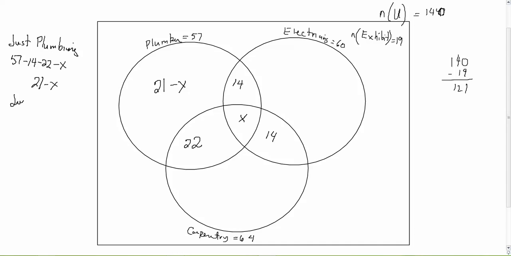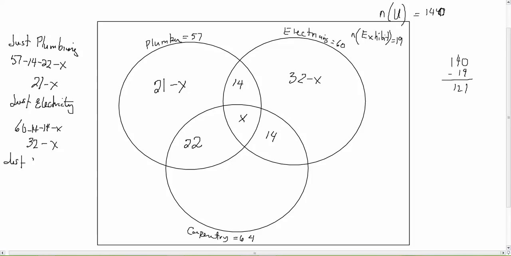If we do the same thing for just electricity, we have 60 minus 14 minus 14 minus x. And I'll just calculate that, and we get 32 minus x. And finally, just carpentry, we have 64 minus 22 minus 14 minus x. And we'll do that, 64 minus 14 minus 22, and that gives us 28 minus x.